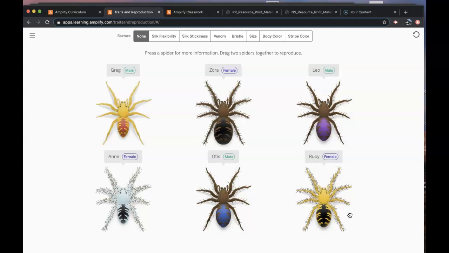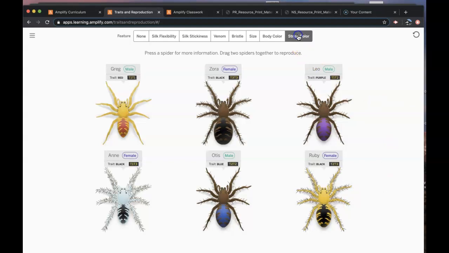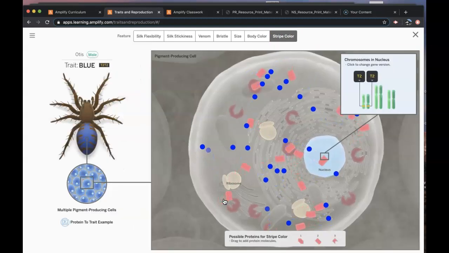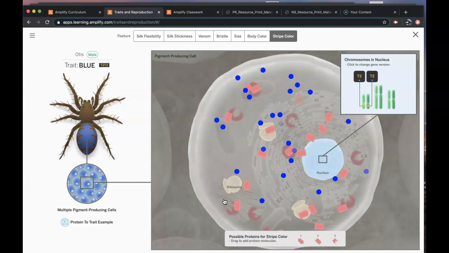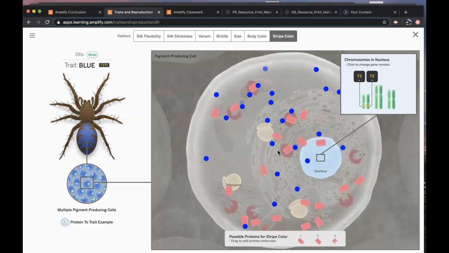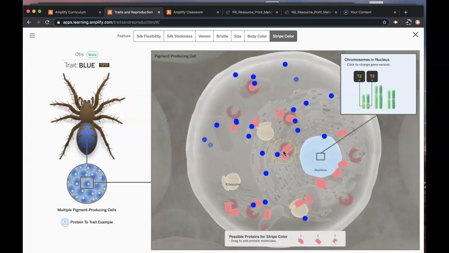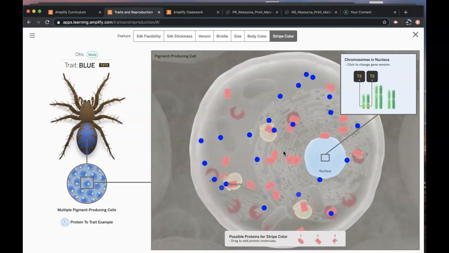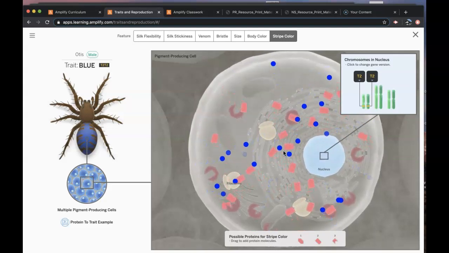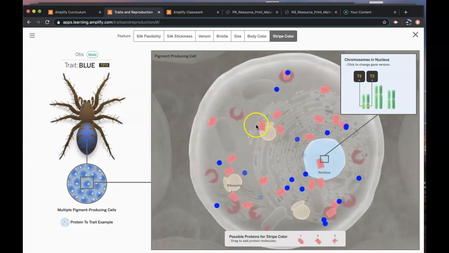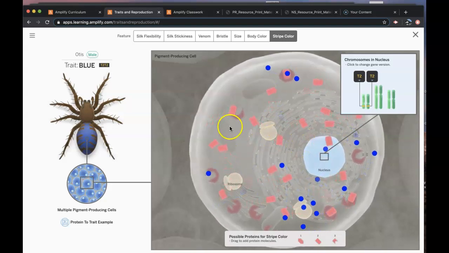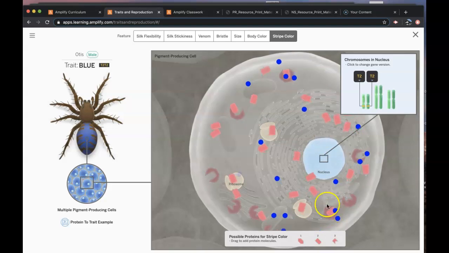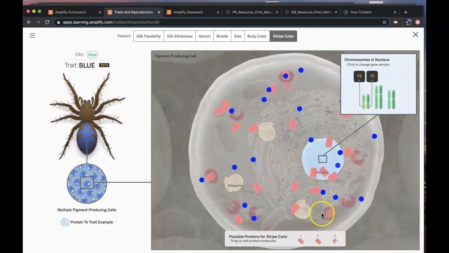So what I'm going to do is select stripe color at the top, and then press on Otis, and we can see a model of his cells over here. So these pink shapes are protein molecules, and you should notice that they fit together with other molecules in the cell, and together they produce blue pigment. So you can see they have a certain shape, and then there are certain areas that they fit into.